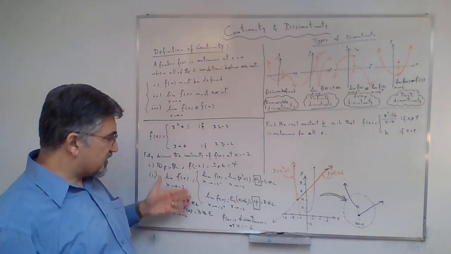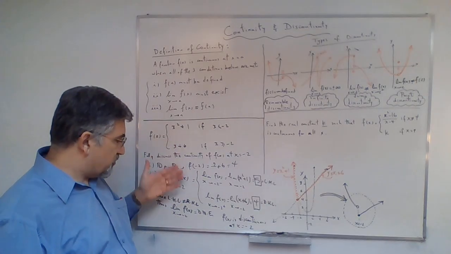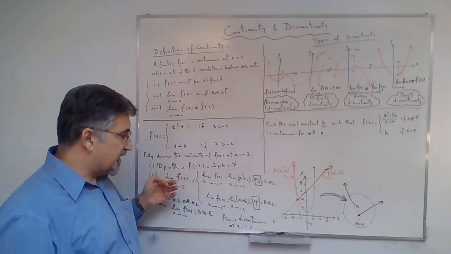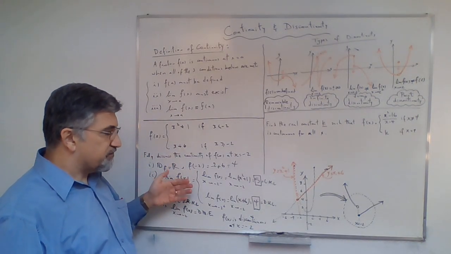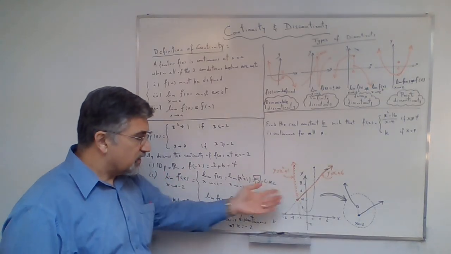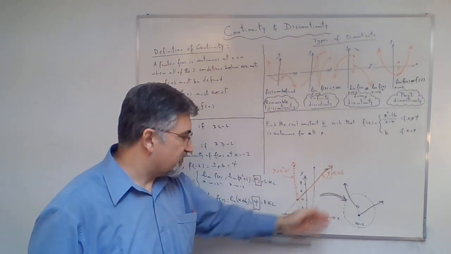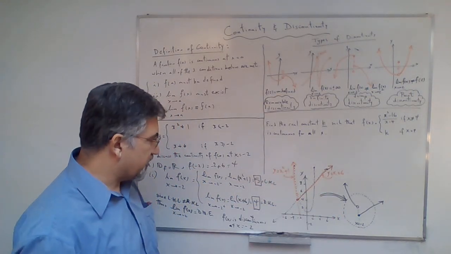And you clearly see that there is a gap, and that actually confirms the result that we derived analytically, and analytically we said that the function is discontinuous at x equals -2. Actually, it is confirmed and verified by the graph as well. Okay.